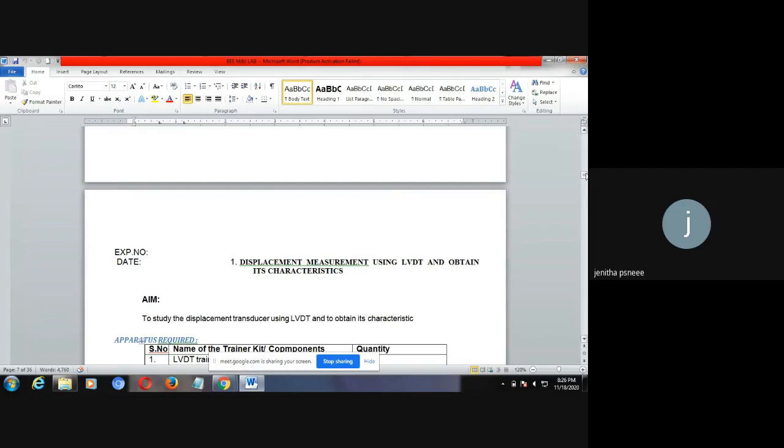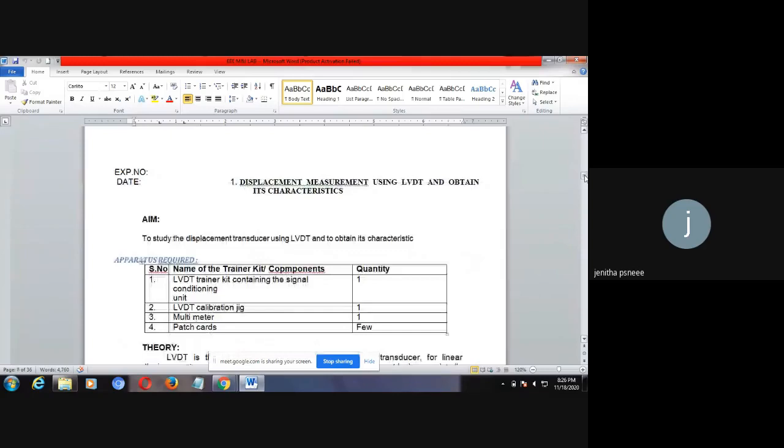Next, you'll be learning the experiments also. So now we can go to the theory part. First you can see the theory part, and next you can see the demo. The demo you'll be seeing through virtual mode. So this is the first experiment. In the first category, you'll be seeing the transducer.